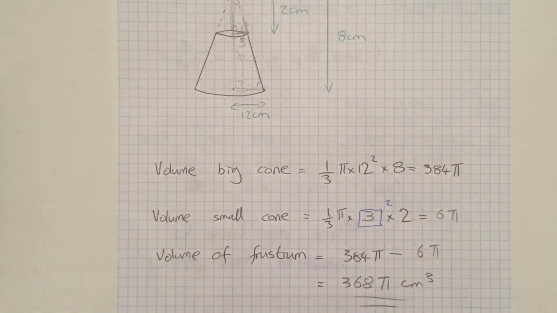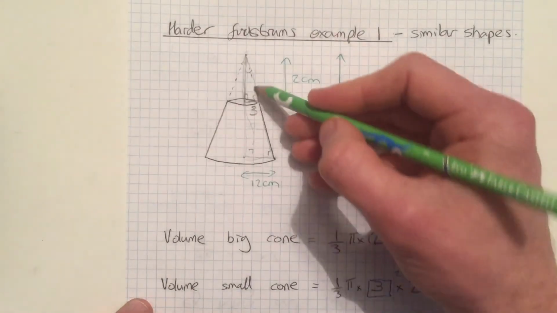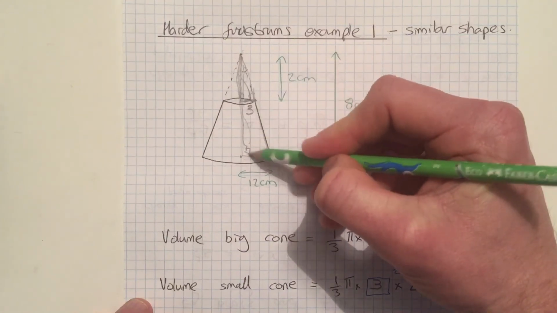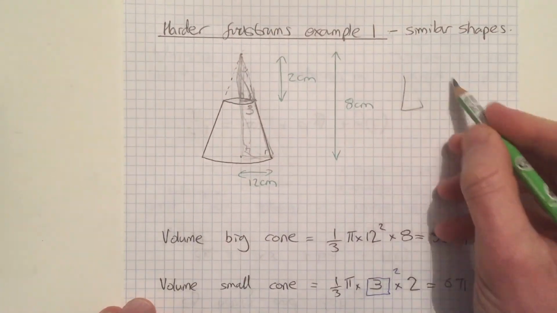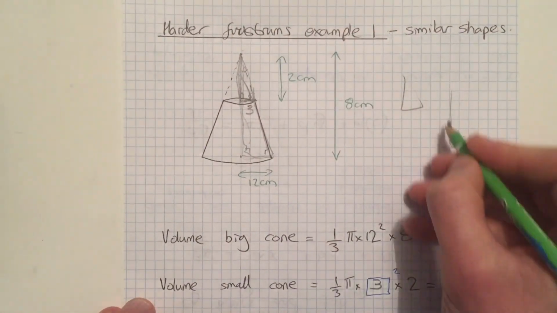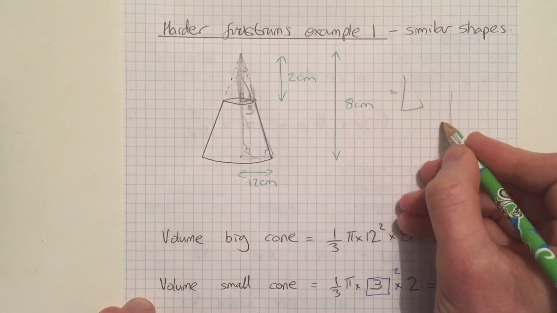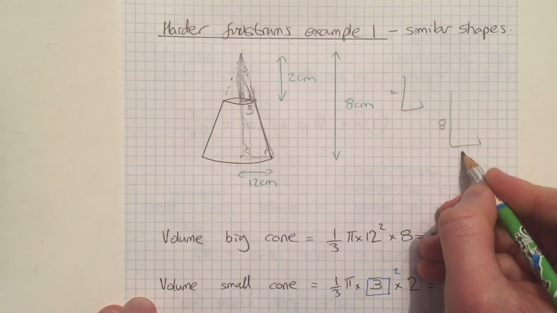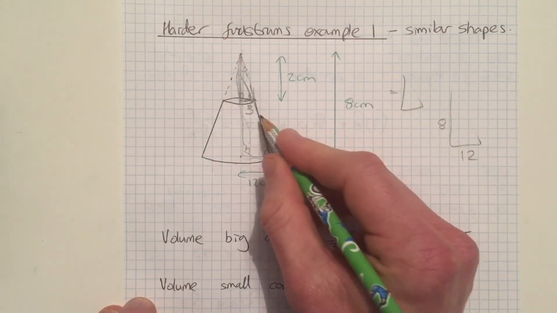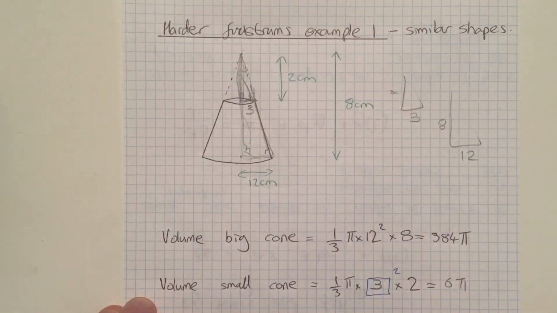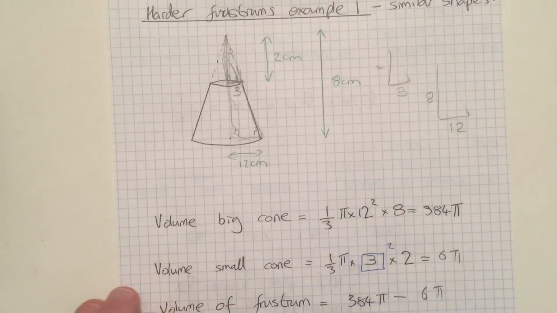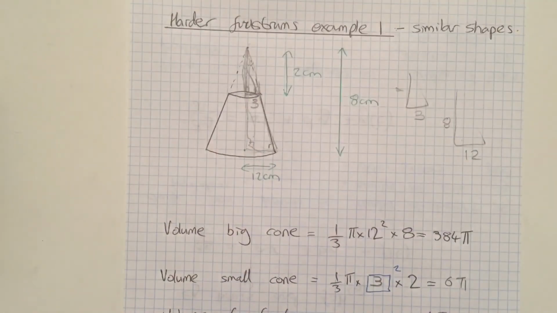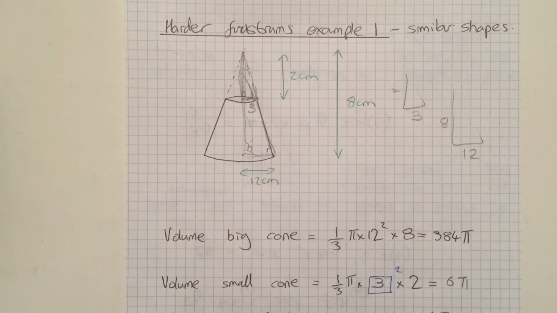So there we go. The key thing really is that this triangle here and this triangle here are similar triangles. So if that's 2 and this is 8, then I can see that this is 4 times bigger than that. If that's 12, then this must be 3. Then you can carry on exactly the same way as we did with those simpler examples.